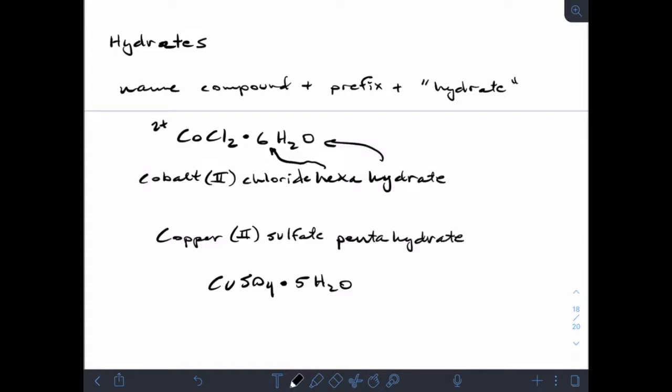Now, just as fair warning, we've been through a whole bunch of naming, a whole bunch of nomenclature so far. You need to be able to go from formula to name and name to formula, both directions.